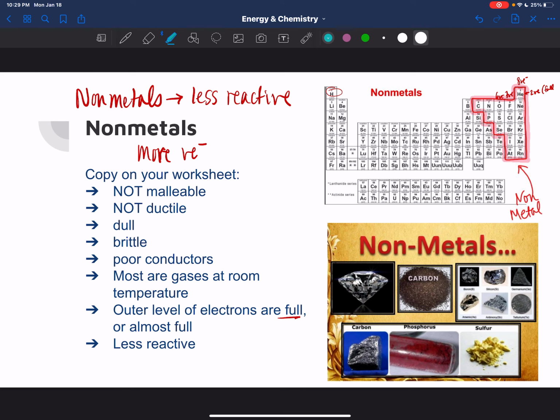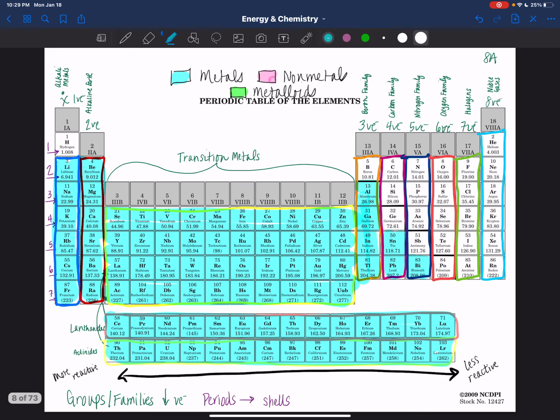So if you notice, most of the nonmetals are on the right-hand side of the periodic table, with the exception of hydrogen, but most of them are on the right-hand side. So you've got some examples of carbon, phosphorus, and sulfur. So now let's go and color in our nonmetals, starting here with hydrogen. And then now we're going to jump over to the other side.